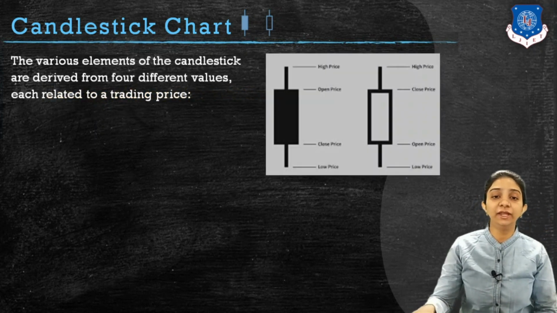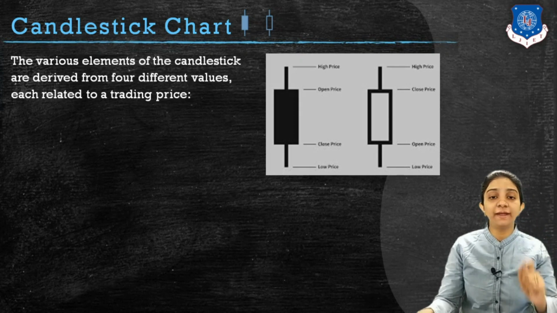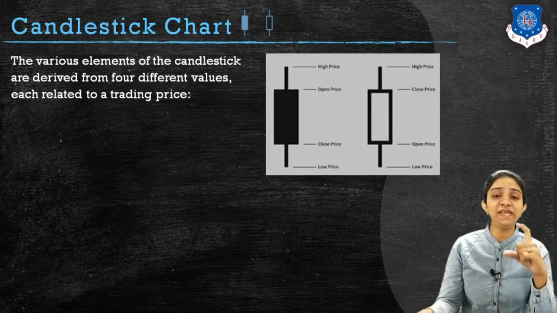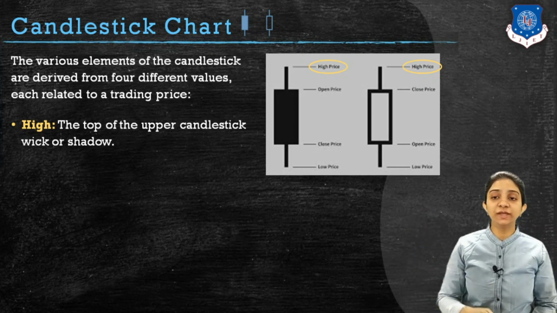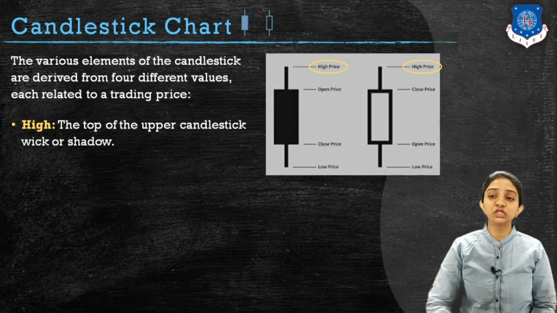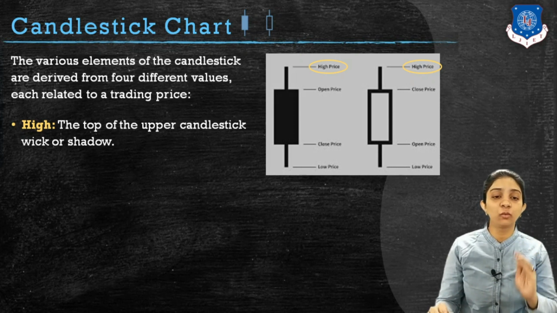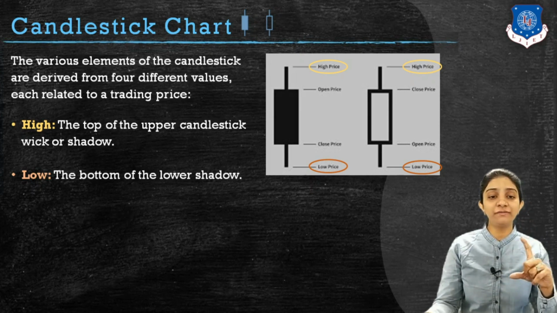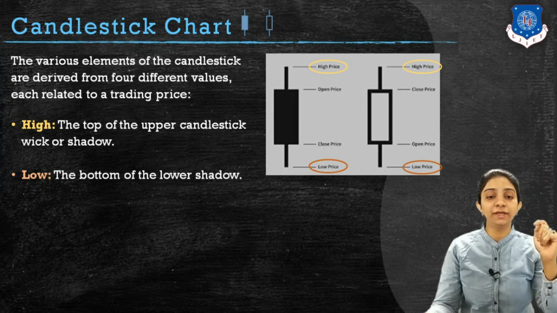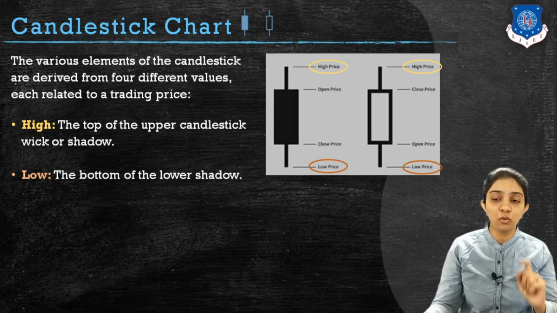So we have at the end four elements in candlestick. There are basically four prices associated with each candlestick. The topmost is the high price. From the image you can see the yellow circled part, which is showing the high price, at the top upper level of the candlestick wick. The low price is at the bottom of the candle wick. So there are basically two candle wicks. The upper candle wick is called the high price, and the lower candle wick, the bottom part, is called the low price.